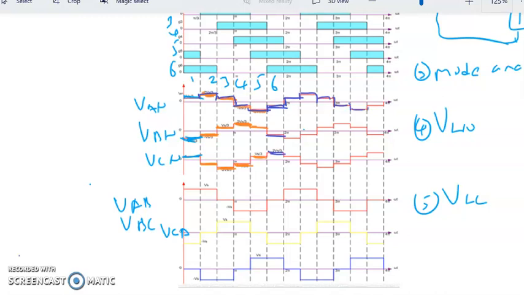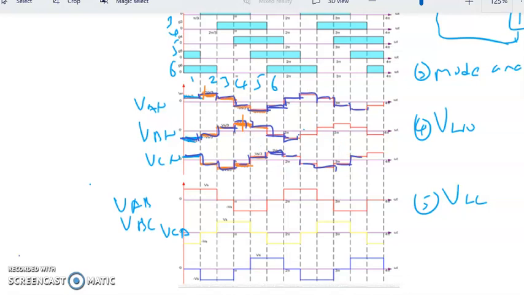So we can see that we have a sinusoidal-like wave. Same goes to phase B and phase C. So we just connect all the lines together. So we can see that we have a waveform that is shifted like this. Okay, so this is the waveform of V line to neutral.